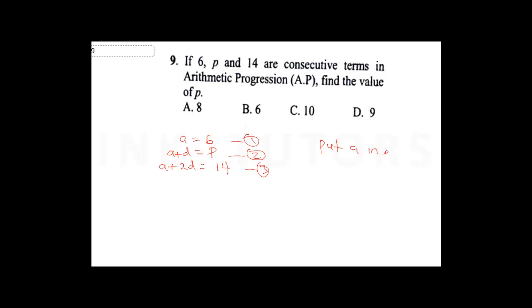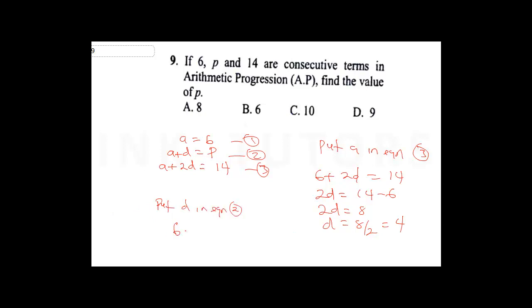you can put A in equation 3. So that will give us 6 plus 2D is equal to 14. So what you now do is 2D is equal to 14 minus 6. That means 2D is equal to 8. Therefore, D will be 8 over 2, which gives us 4. So now that you have D as 4, you put D in equation 2. So that means 6, which is A, plus D, which is 4.